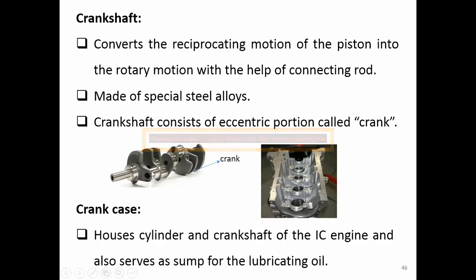Okay, and underneath the crankshaft, we have a crankcase. This is used to house the cylinder and the crankshaft of the internal combustion engine, and also serves as a sump for the lubricating oil. So you can imagine that inside here, it is filled up with lubricating oil.